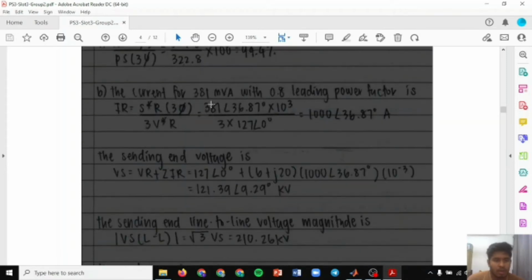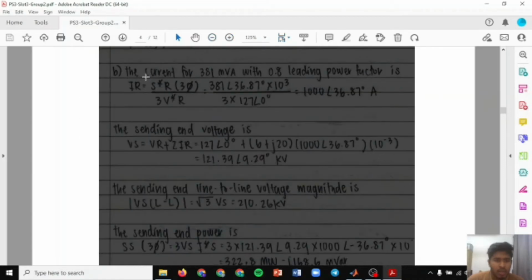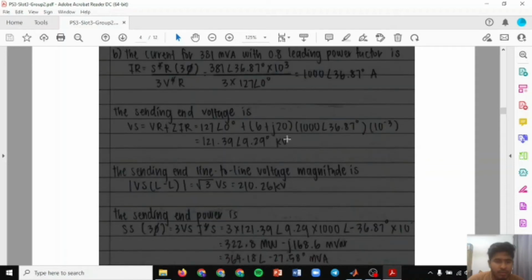Moving on to the next page, the transmission line efficiency is 94.4%. Moving on to the second part of the manual calculation, the current for 381 megavolt ampere with 0.8 leading power factor is 1000 ∠36.87 degree ampere.